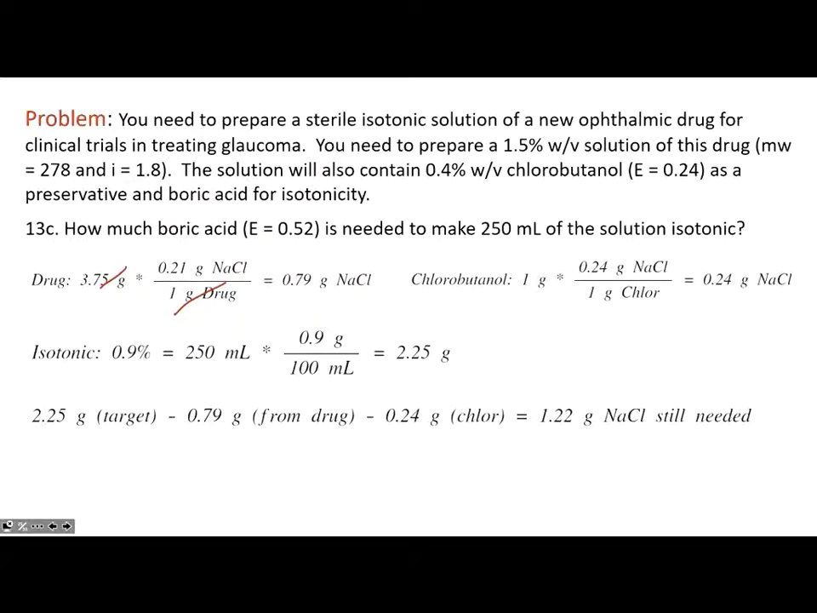Where am I going to get that from? The question said to use what? Boric acid. Could you just weigh out that amount of sodium chloride? Sure, if that was the question, you could have just done that, but the question said, no, you're not using sodium chloride. Make up the difference with boric acid.